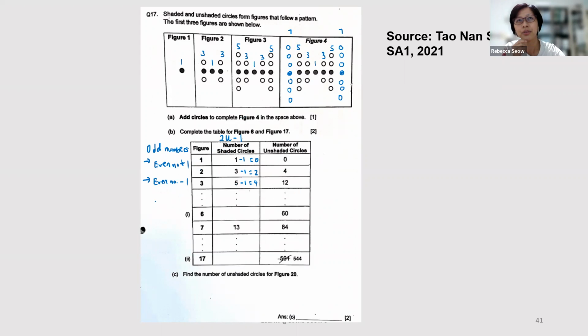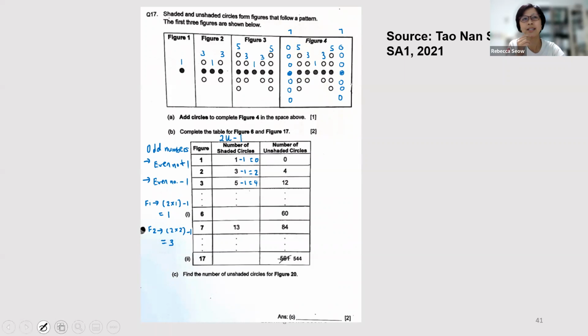Okay, let me show you. For figure 1, 2u minus 1 actually means 2 multiplied by the figure number of 1. Take away 1, you'll end up with 1 shaded circle. If you want to consider figure 2, it will be 2 times 2. This second 2 here refers to the second figure, minus 1, and that gives you 3. So on and so forth.